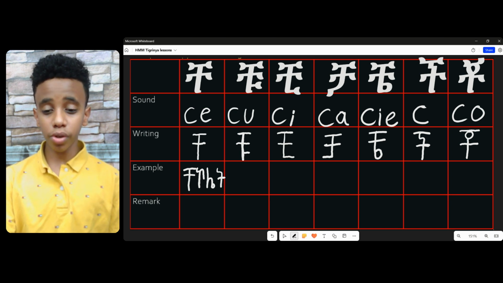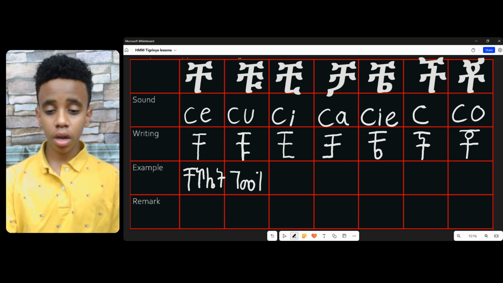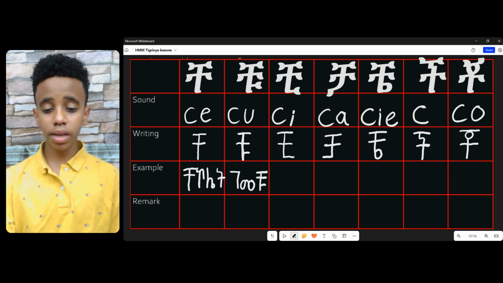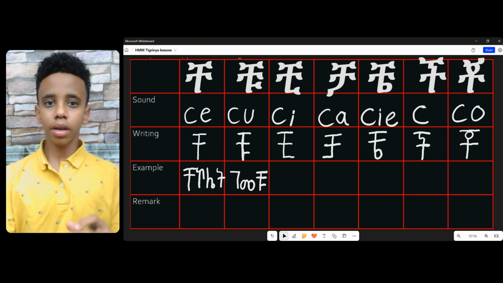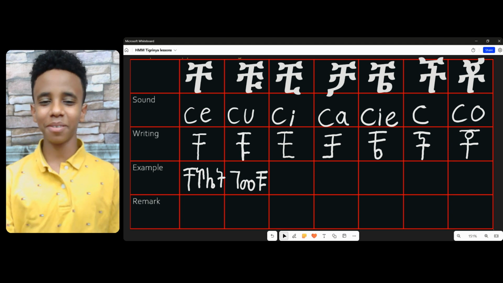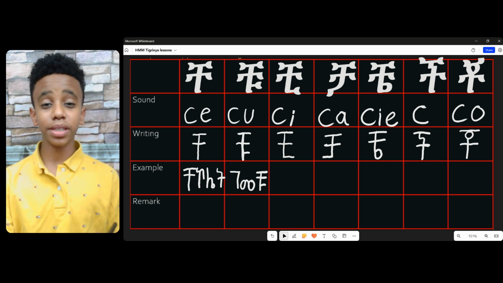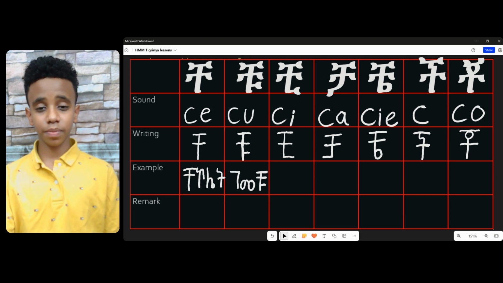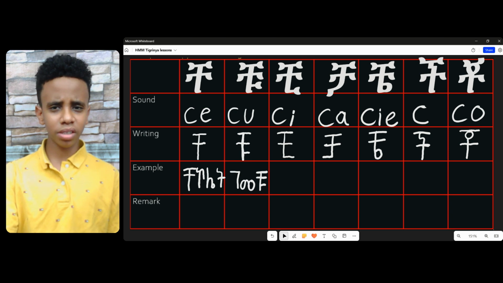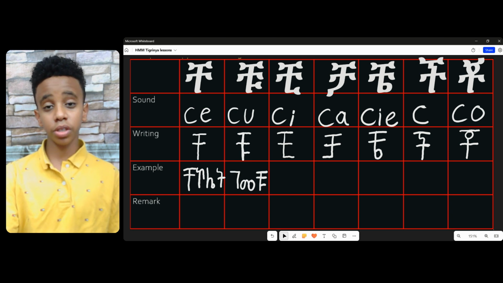Our example for letter Chu is Ga, Me, Chu. Gemechu. Gemechu in Tigrinya means happy. Gemechu in Amharic. My bad, I forgot that it was in another language. Gemechu in Amharic means happy in English. And so this name means happy. And if my mother's right, she said that it's a common name in Ethiopia, especially in the Amharic tribe.